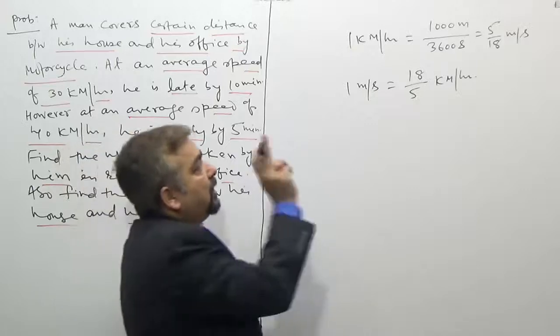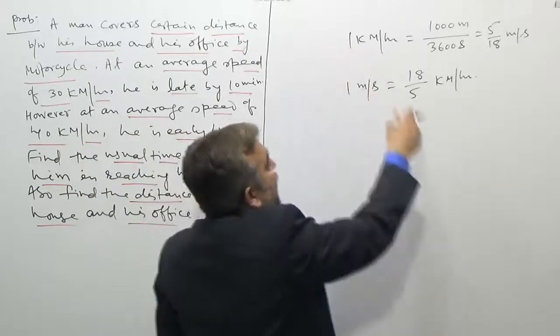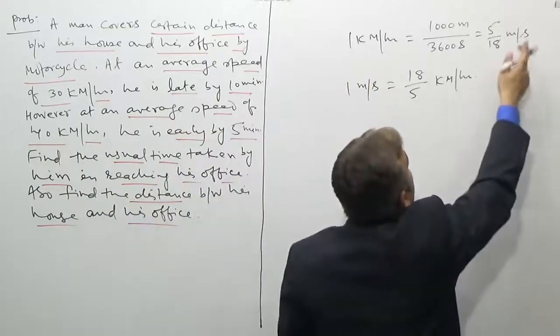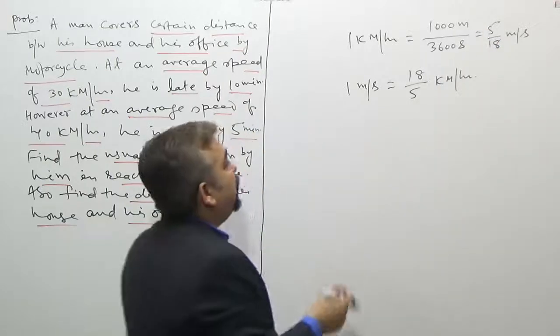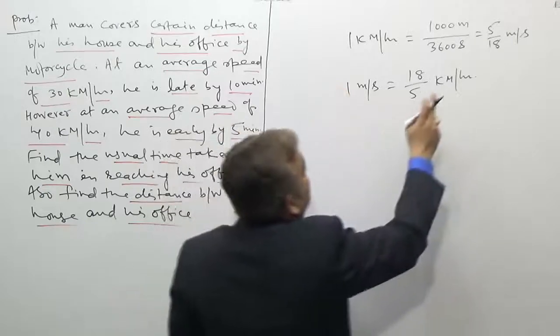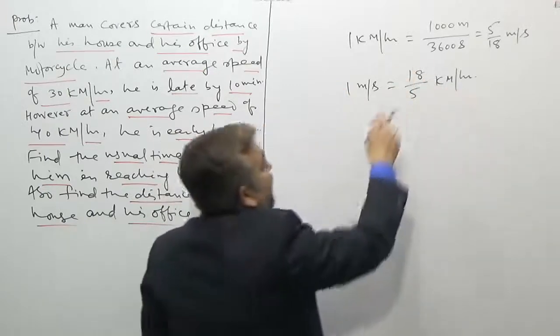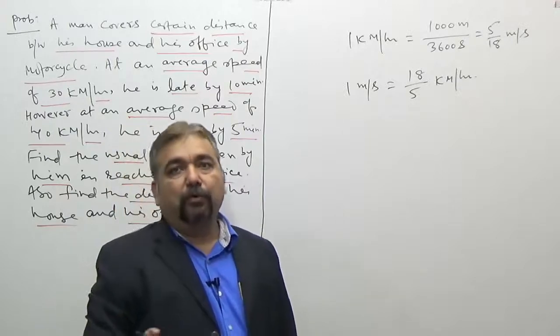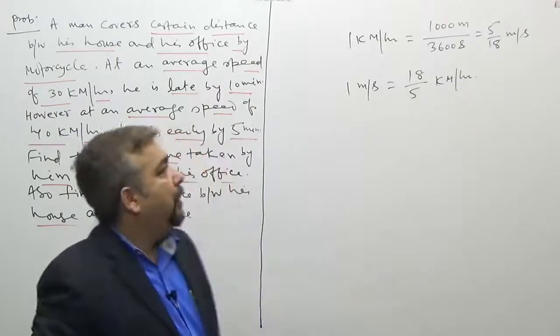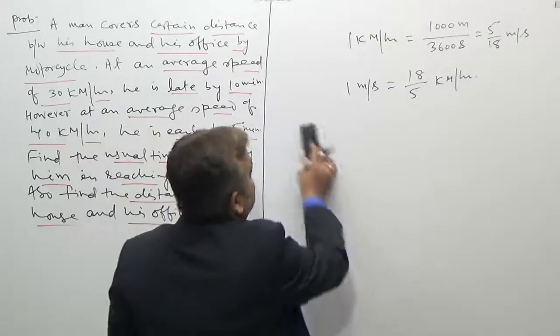Now, whenever you have to convert kilometer per hour into meter per second, multiply by 5 by 18. And whenever you have to convert meter per second into kilometer per hour, multiply by 18 by 5. I hope you got this. Now I am coming to the solution of this question.